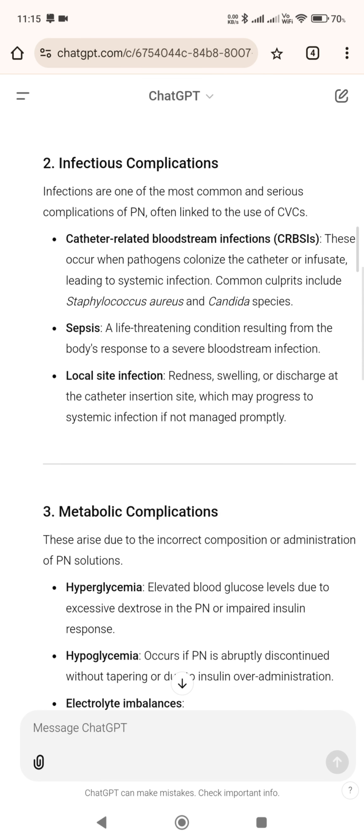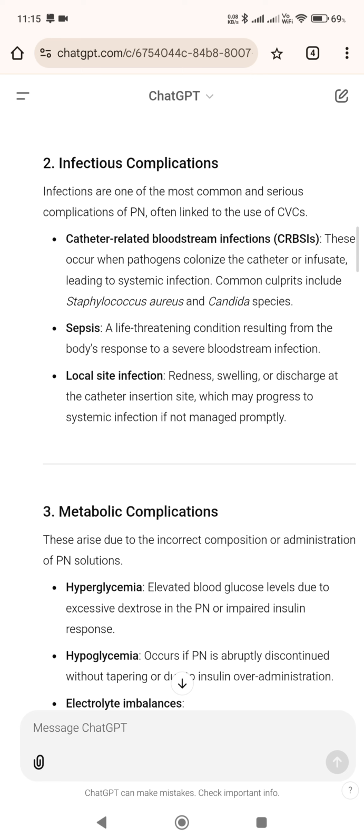2. Infectious complications. Infections are one of the most common and serious complications of PN, often linked to the use of CVCs. Catheter-related bloodstream infections, CRBSIs, occur when pathogens colonize the catheter or infusate, leading to systemic infection. Common culprits include Staphylococcus aureus and Candida species. Sepsis, a life-threatening condition resulting from the body's response to a severe bloodstream infection.